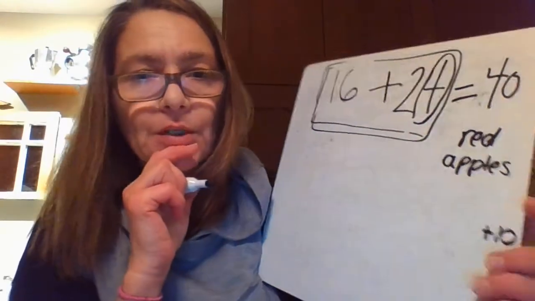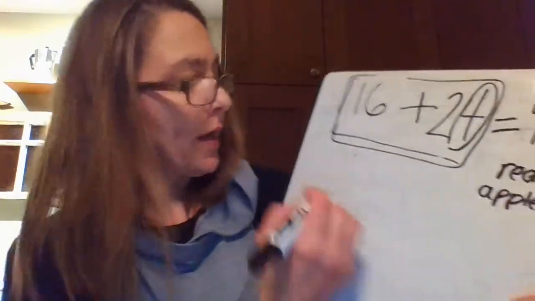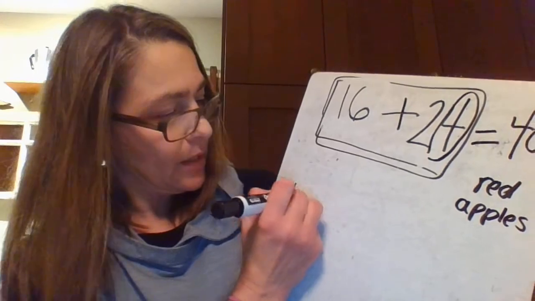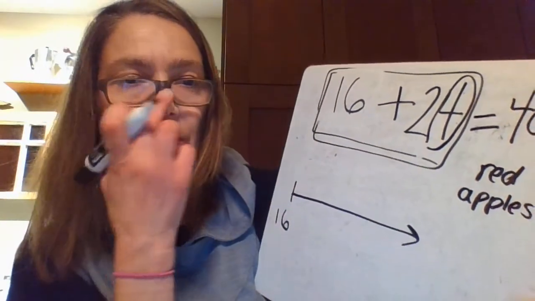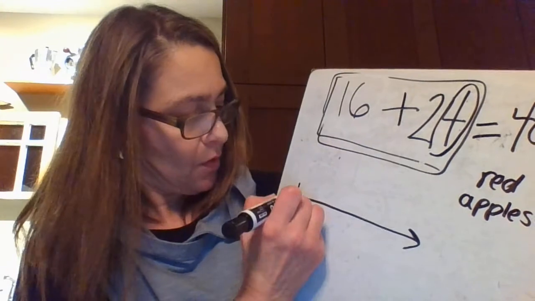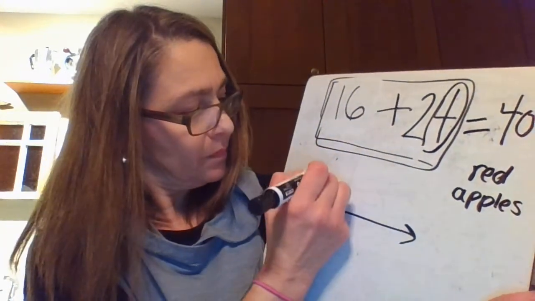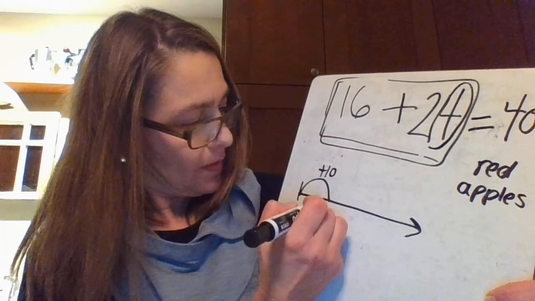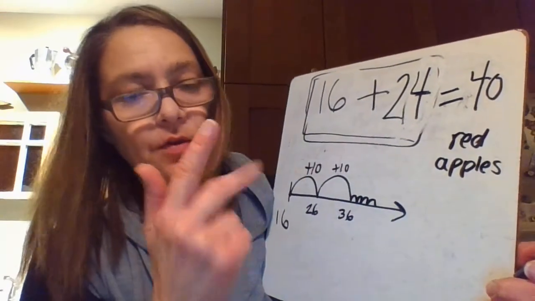Now I can double check my thinking with an open number line. So I would start on 16 and I would make sure to add all my labels, and I'm adding 24. So I'm going to go up 10. And then I get to 26, and then I'm going to go up another 10, and then 36, 37, 38, 39, 40.